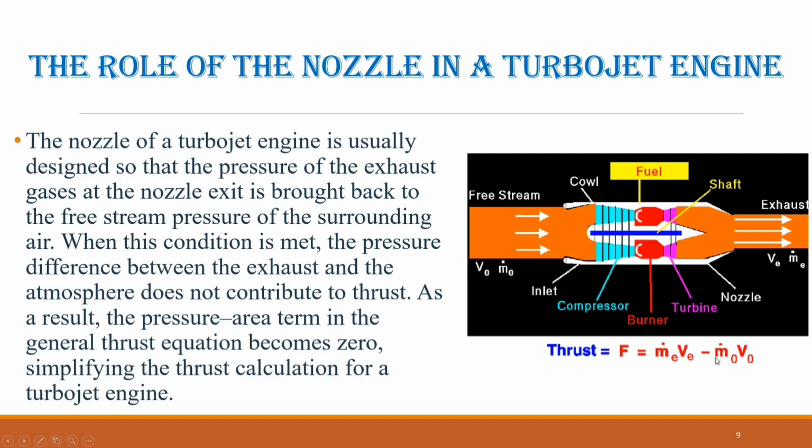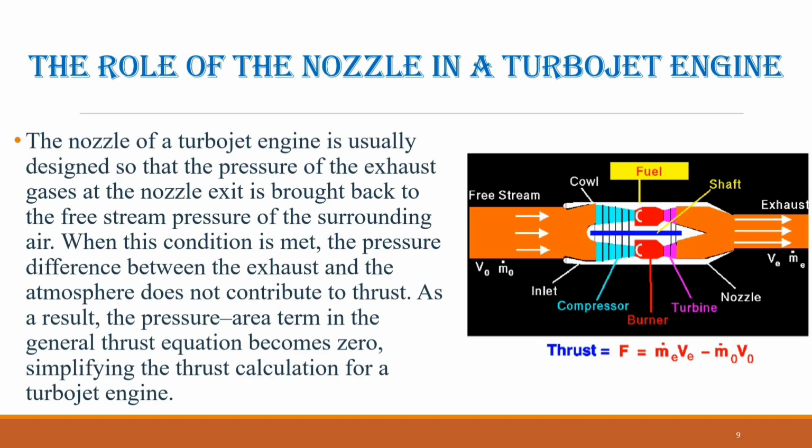The second term, the mass flow rate of the air multiplied by its velocity at the engine inlet, is known as ram drag. This term represents the momentum of the air entering the engine due to the forward motion of the aircraft. Ram drag is primarily associated with inlet conditions and increases as the aircraft speed increases.